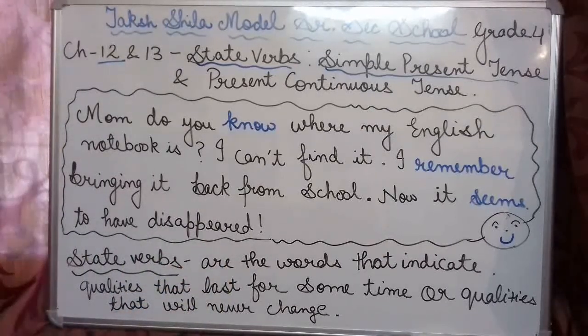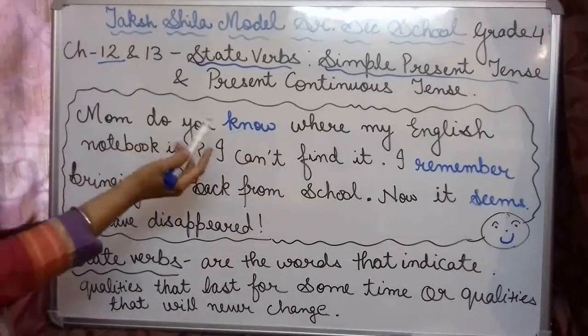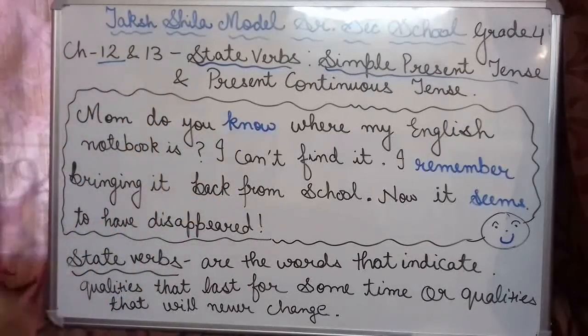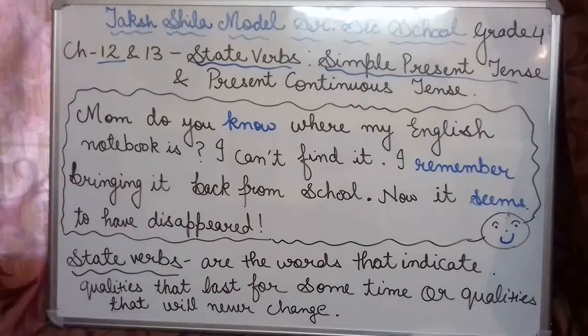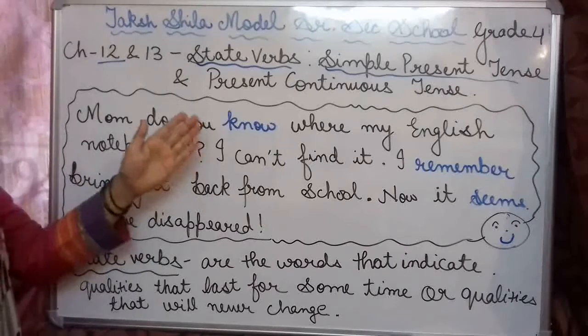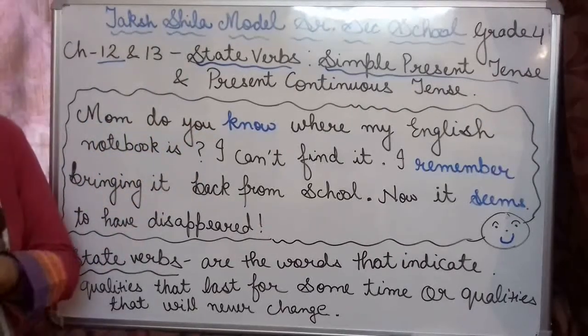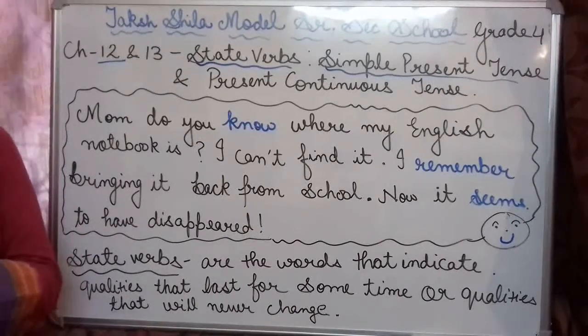So students, in this you can see the highlighted verbs, right? Some words are highlighted. These are verbs. These are called state verbs. Now what are state verbs? These verbs show the quality, right? These verbs indicate the qualities.